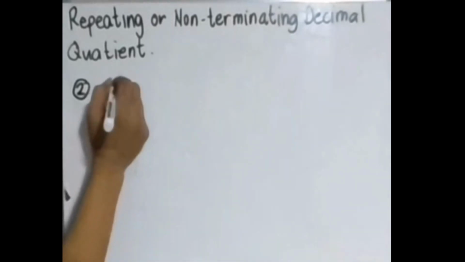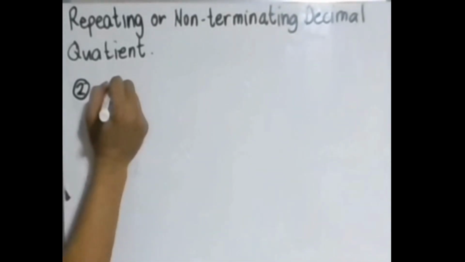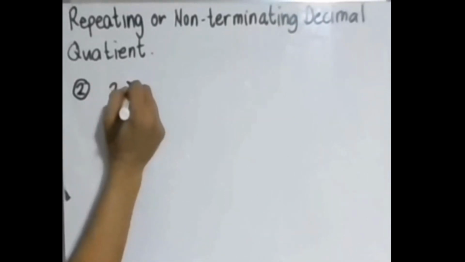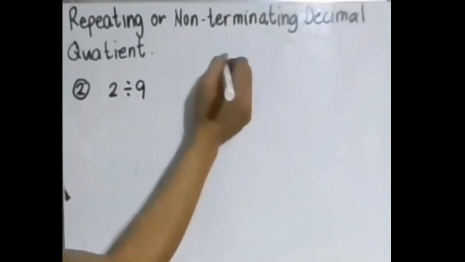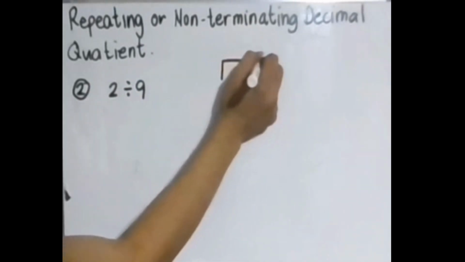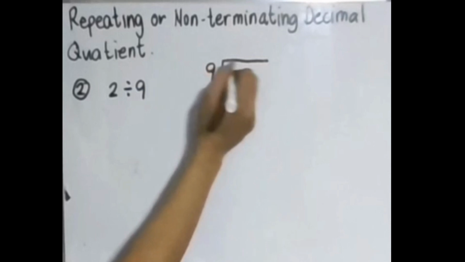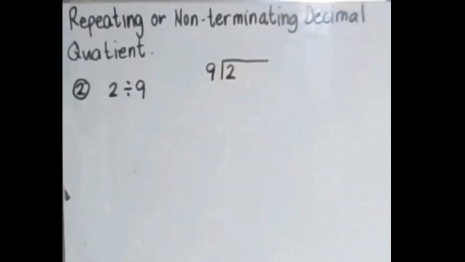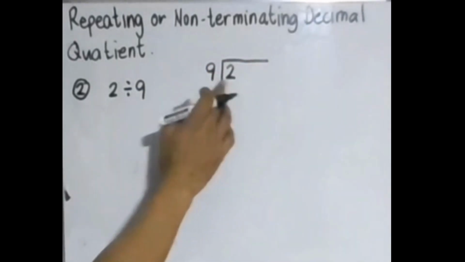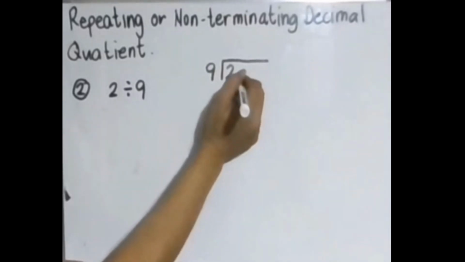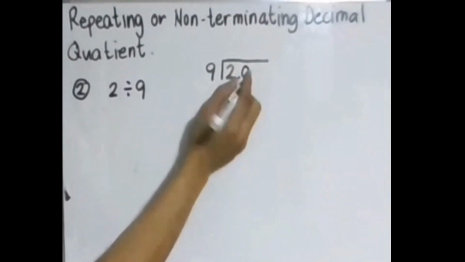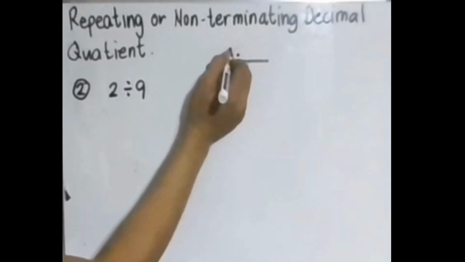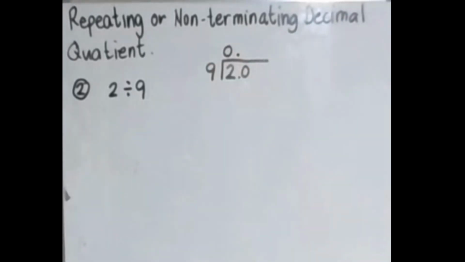This time, let us have 2 divided by 9. Okay? So again, our divisor is 9 and our dividend is 2. Since our dividend is smaller than our divisor, we need to put a decimal point and add 0. Para hindi malito, kopyahin agad ang decimal point sa itaas at lagyan ng 0 sa unahan bago mag-decimal point.